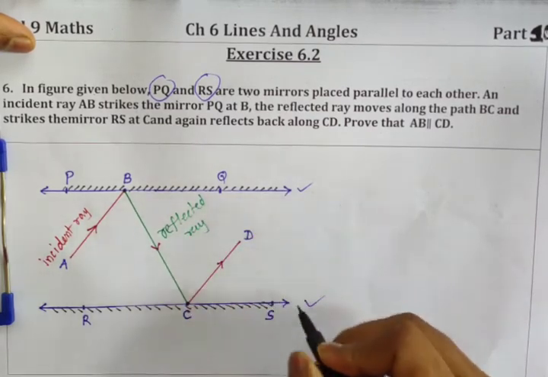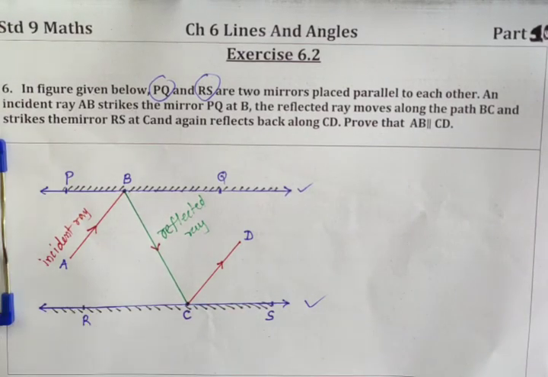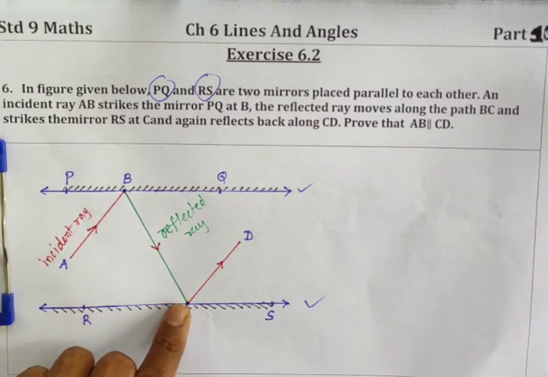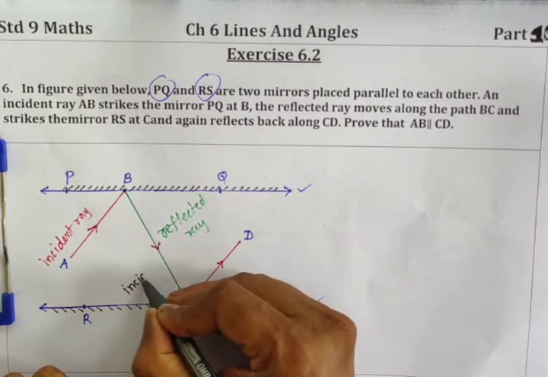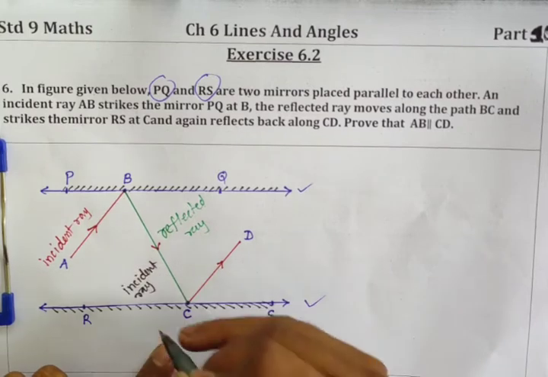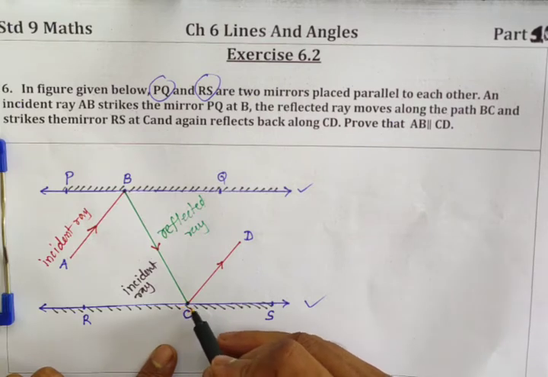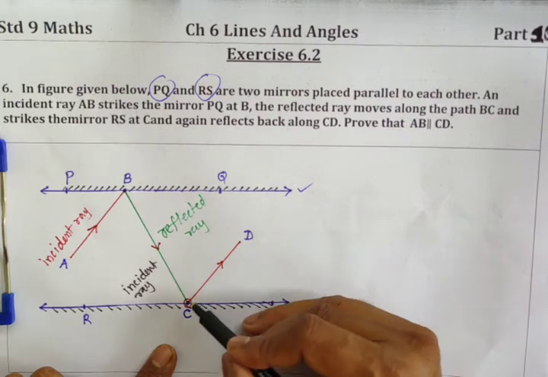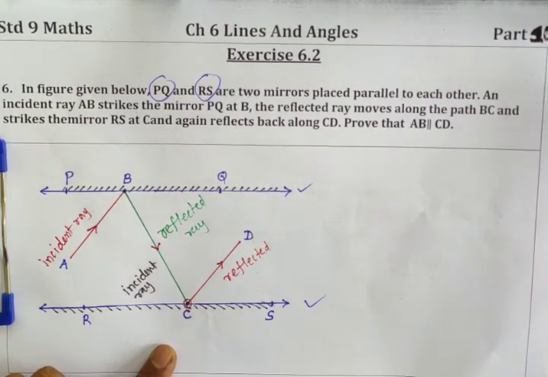All right. Okay. And it strikes the mirror RS. Children, this is going to be very interesting. For this mirror RS, the green ray is moving towards the mirror. So for mirror RS, the green ray is the incident ray, children. Be careful. This is the incident ray. Alright. And it is incident at point C. And from C, the ray of light moves in the direction from C to D. That is the reflected ray. Now be careful.